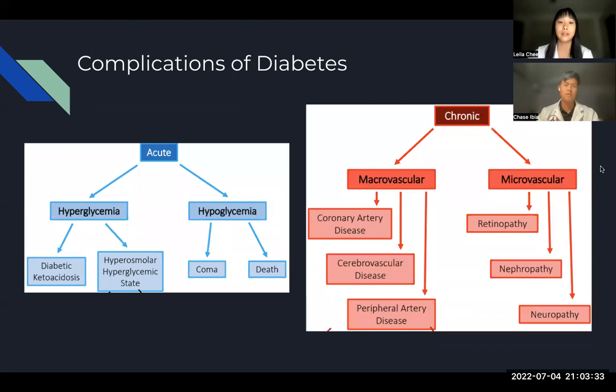And for complications of diabetes, it's distinguished into acute and chronic categories. Hyperglycemia can lead to diabetic ketoacidosis or hyperosmolar hyperglycemic state. And for hypoglycemia, it could lead to a coma and even death. Some macrovascular complications include coronary artery disease, cerebral vascular disease, and peripheral artery disease. For microvascular, it could lead to retinopathy, nephropathy, or neuropathy.